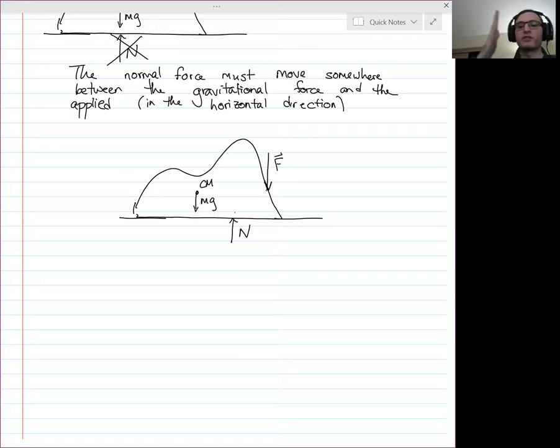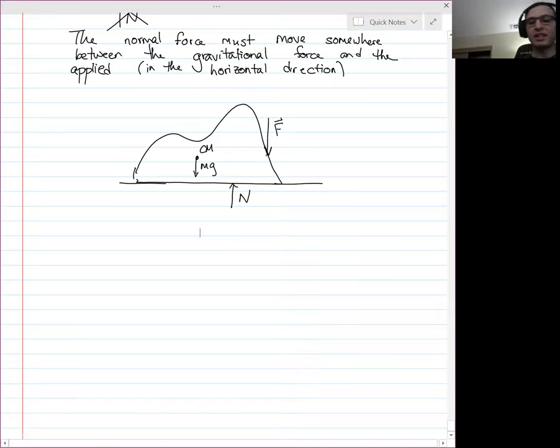So the normal force will shift around depending on what forces are applied. As long as it's in contact with the surface that the object's on, that's an okay place for the normal force to be. And that leads us nicely into this idea of stable and unstable equilibrium.